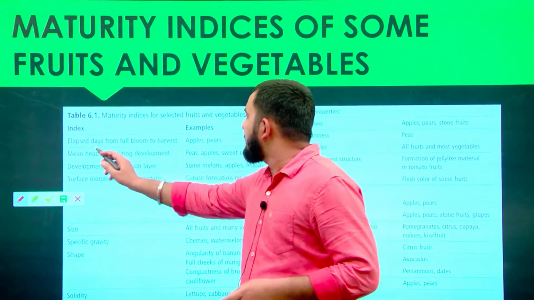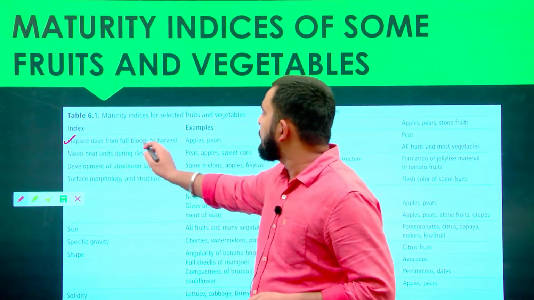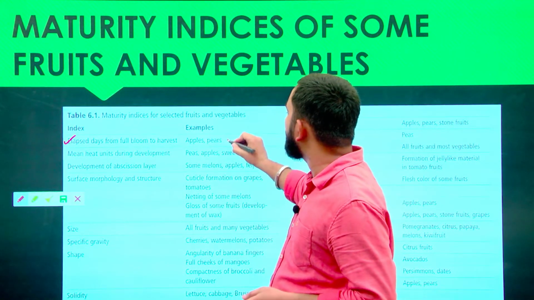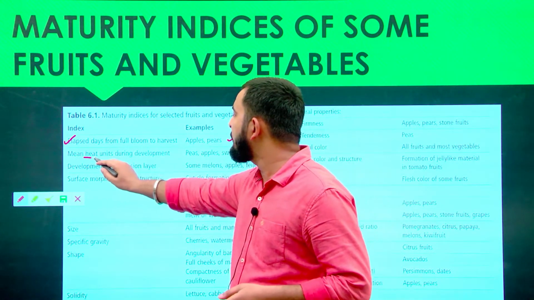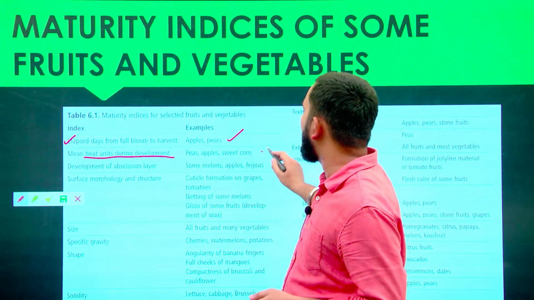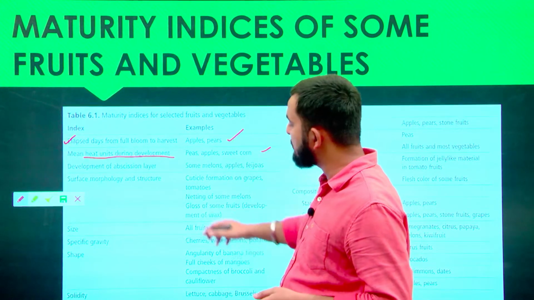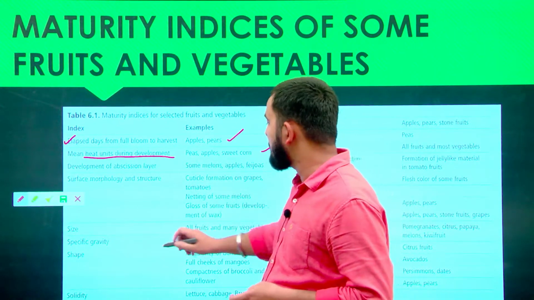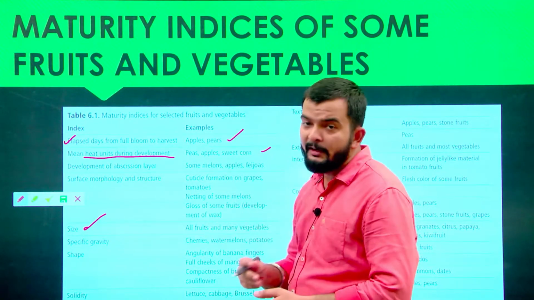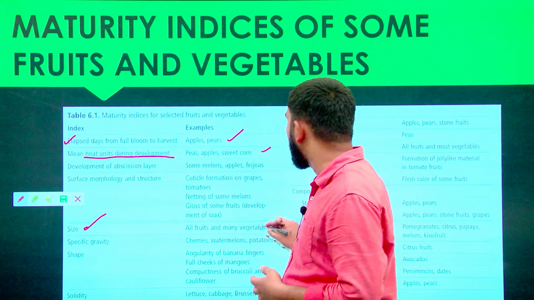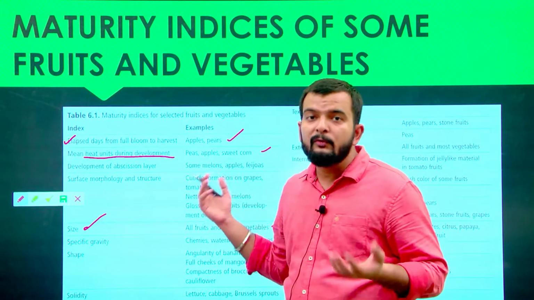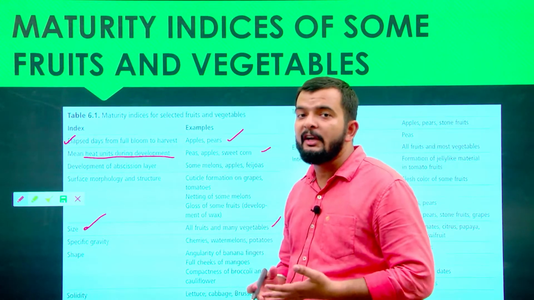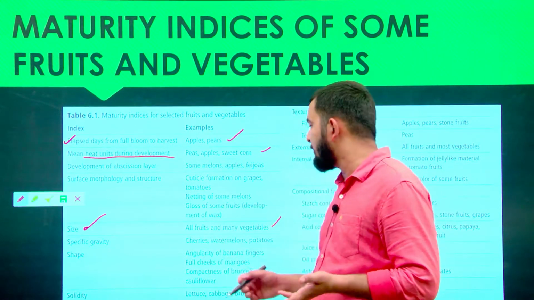So here, elapsed days from the full bloom, that is days after full bloom, you can use this technique in case of apple and pear. Then heat units you can utilize in case of apple, peas, sweet corn. Similarly, we have different maturity indices for different fruits and vegetables. Like for size, observation of size will give you an idea about most of your fruits and vegetables. Size is a maturity index for most of your fruits and vegetables.